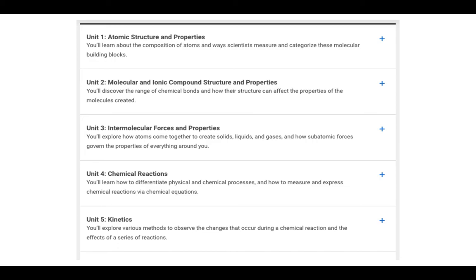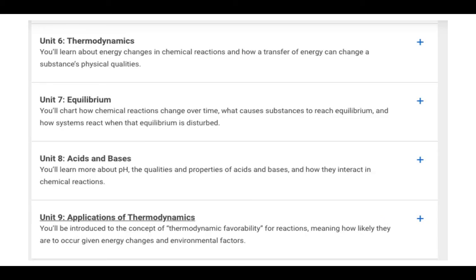So just to review what the first 7 units are: atomic structure and properties, molecular and ionic compound structure and properties, intermolecular forces and properties, chemical reactions, and kinetics, thermodynamics, now that would be delta H, and calorimetry, and equilibrium, unit 7. Now, part of unit 7 is the equilibrium of KSP and solubility. So we're going ahead with this week and using it to wrap up unit 7.